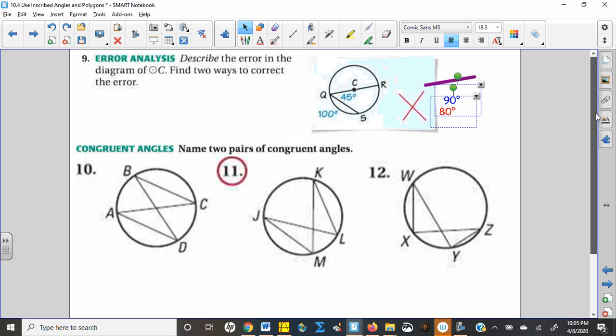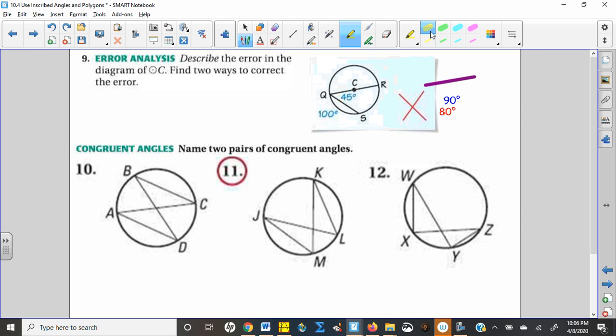That would have also explained why we didn't get 180 the way we did it. All right, 10, 11, and 12. Name 2 pairs of congruent angles. So really, we're just playing that game. Who's inscribed in the same arc, the same arc, the same arc? Who's inscribed in the same arc, right?